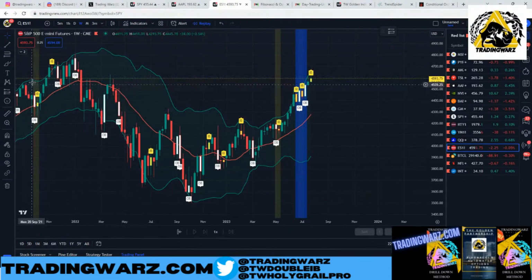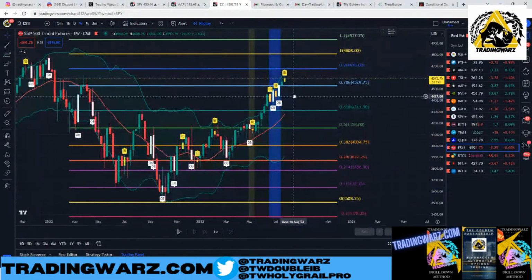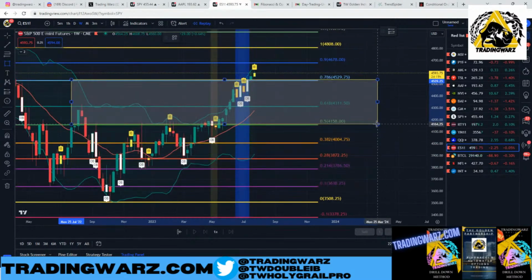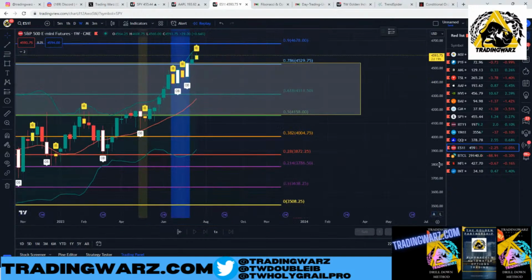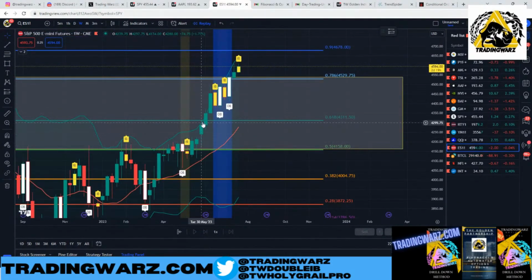So I took the Fibonacci right here, guys, from the all-time high, bringing it down to the low right here, okay? And you can see that we are in this golden zone. The golden zone is between the 50 to the 618, all right? And if you look in that zone, there were not many bearish candles at all. It was literally green, green, green, green, a little bit of a pause, and then green.